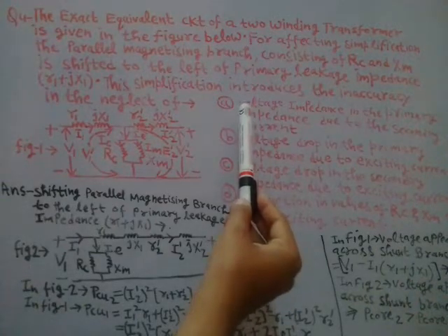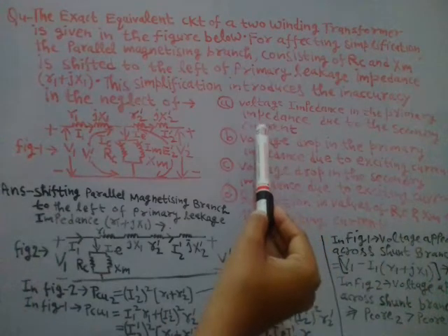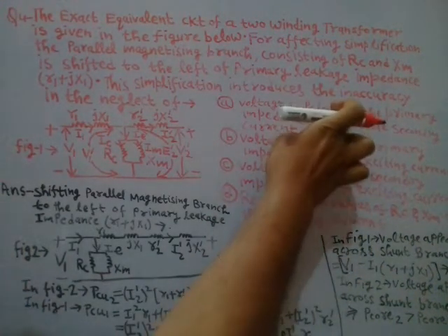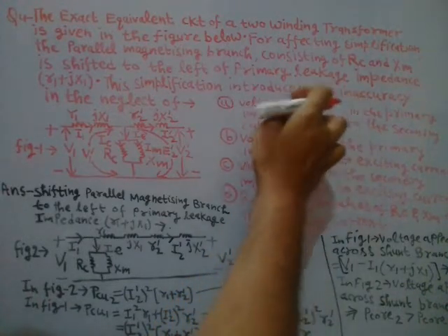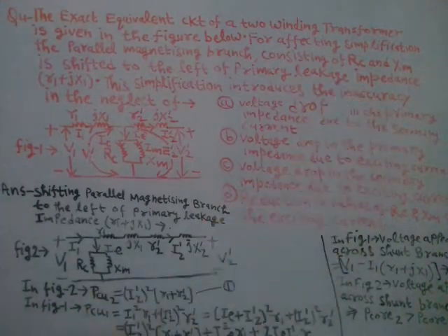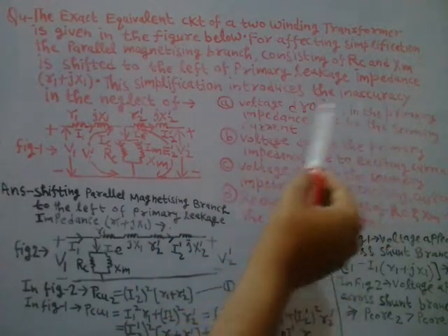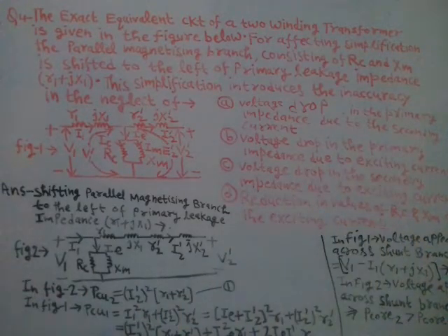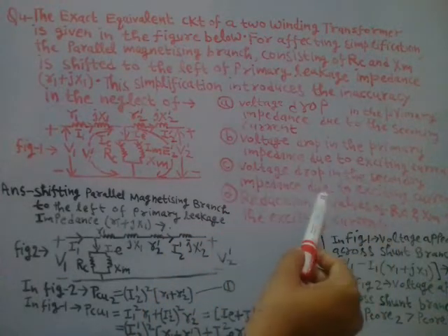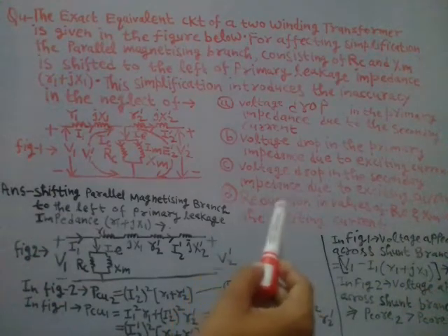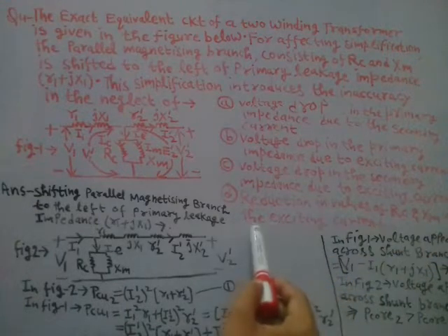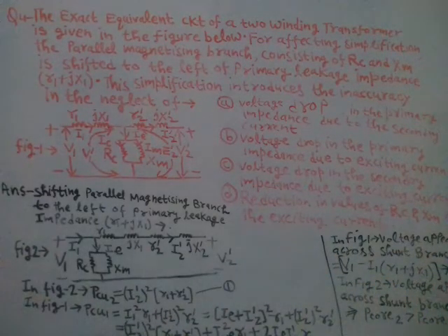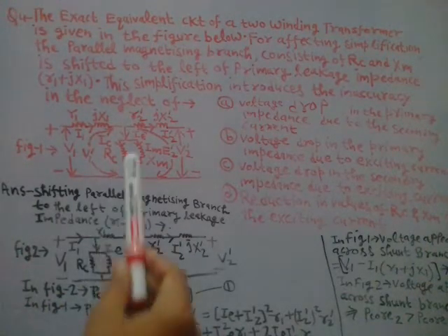So the first option is voltage drop in the primary impedance due to the secondary current. Is this correct? Or option B is voltage drop in the primary impedance due to the exciting current. Is this correct? Or option C, voltage drop in the secondary impedance due to exciting current. Is this correct? Or option D is reduction in values of RC and XM of the exciting current. Is this correct? So out of these four options, only one option is correct, and you have to choose that correct option. So just analyze the equivalent circuit of the transformer.